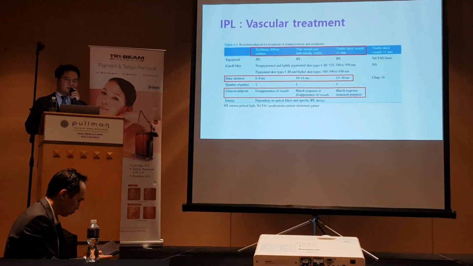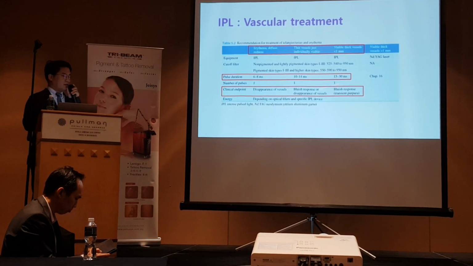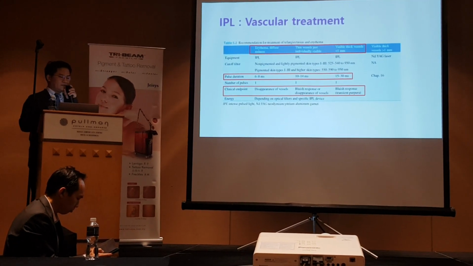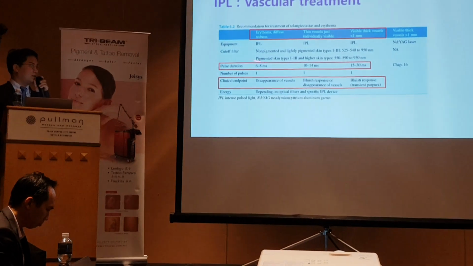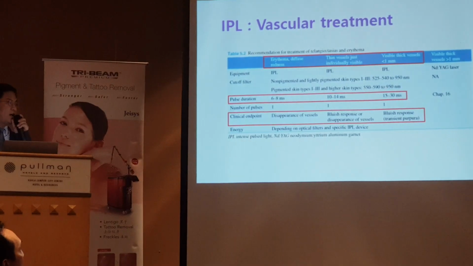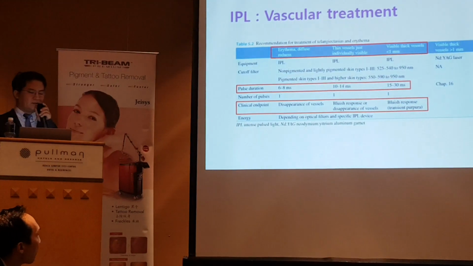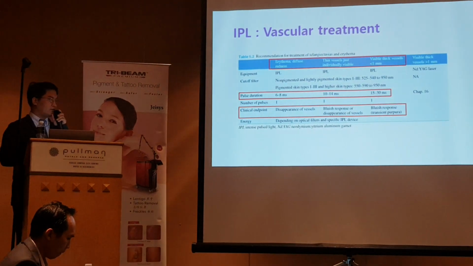Recommendations for treatment of telangiectasia and erythema. First, erythema and diffuse redness. The pulse duration is from 6 to 8 milliseconds, and the clinical endpoint is the disappearance of vessels.